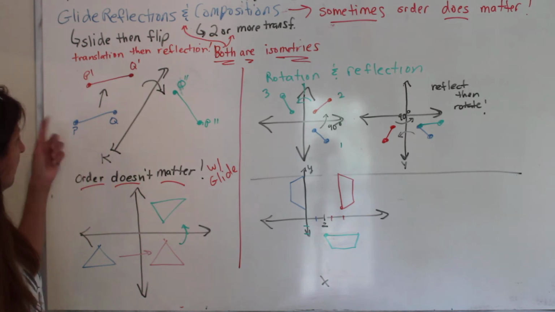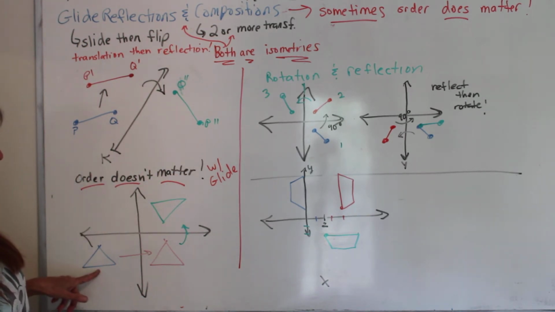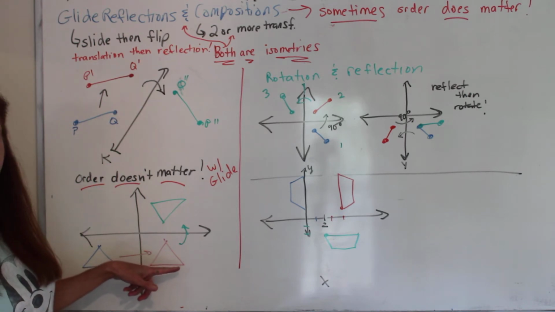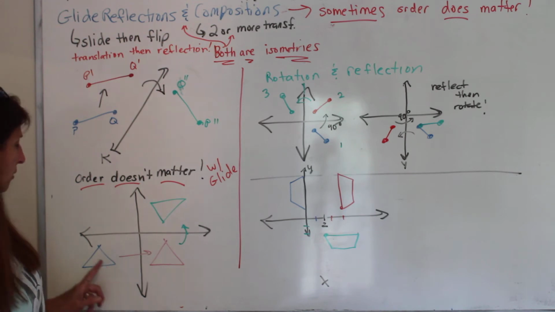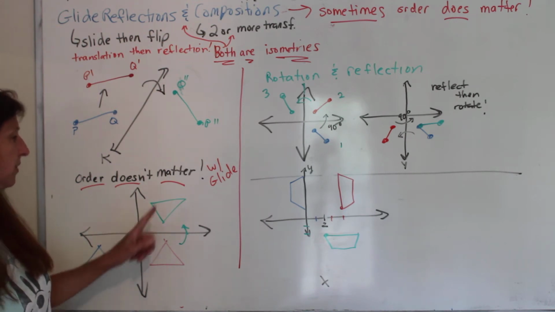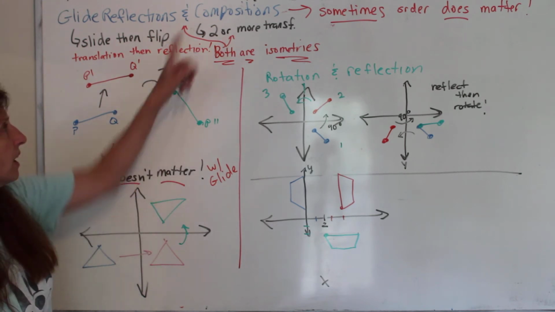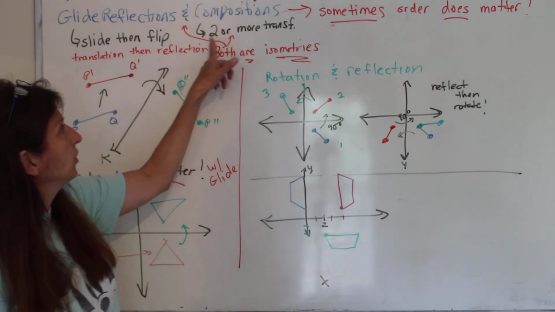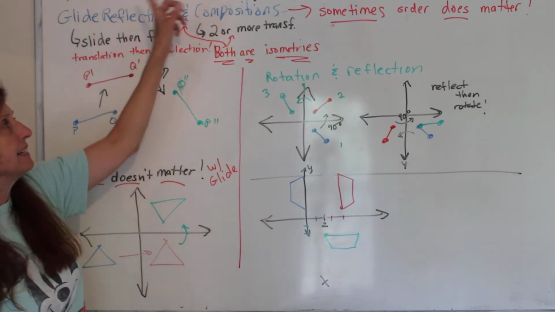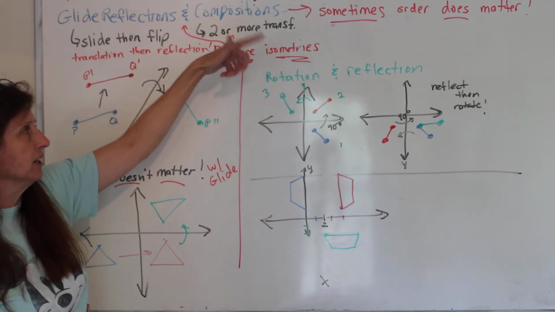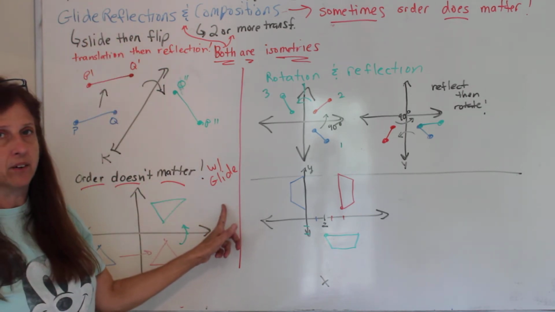All right, so anyway, order doesn't matter. So here's another one. I started with the blue triangle. I slid it to the red triangle, then flipped it over the x-axis to get the green triangle. Remember, blue is first, red's in the middle, green's the final one. Okay, so these are multi-step ones. Compositions are two or more transformations. So a glide is a type of composition. All right, and remember, with the glide, order doesn't matter.